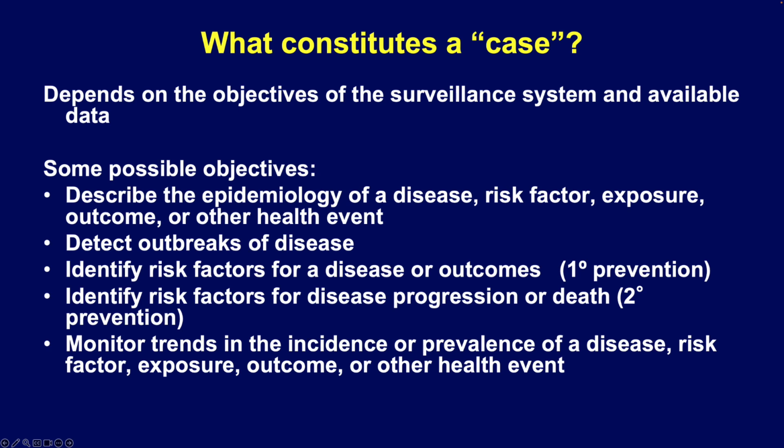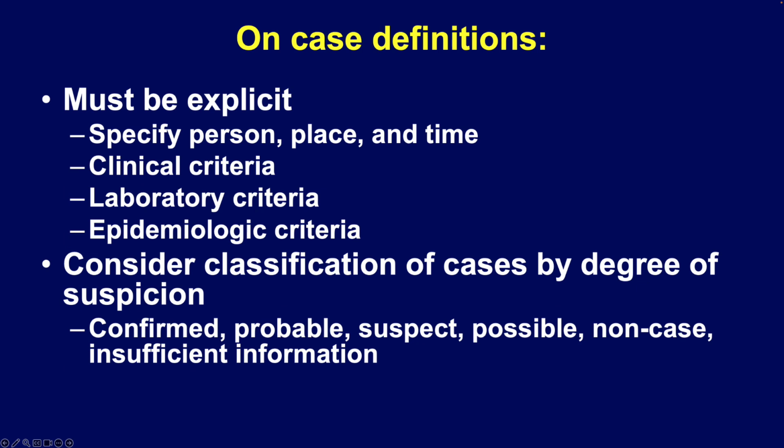However, the concept still applies to many other types of surveillance systems that we'll be covering in subsequent sessions. As you could appreciate with the example of HIV/AIDS, it's important to be explicit with case definitions. So when applicable, you'll want to have a case definition that specifies person, place, and time so that you can do basic epidemiology. You'll want to include clinical criteria, laboratory criteria, and epidemiological criteria. For example, exposure-related information like travel history or other information that's necessary to classify people.